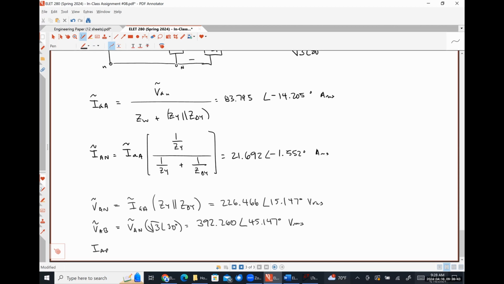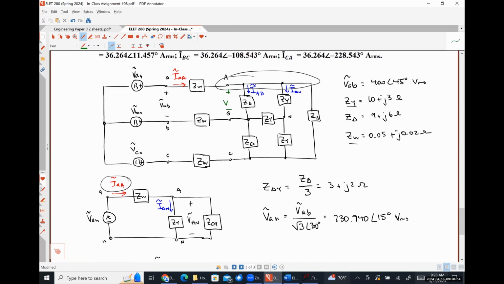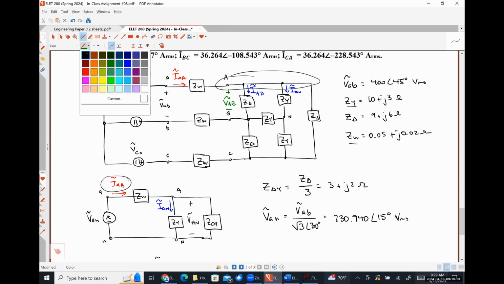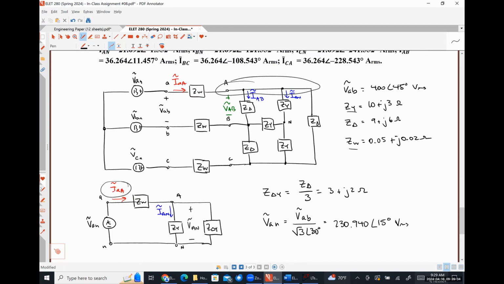And then lastly, how do we find that current IAB? So to be clear, we just found that voltage. So now we just divide it by Z delta using Ohm's law. Nine plus j6, if memory serves me correctly. And I get 36.264 angle 11.457 degrees amps RMS. Double check. Yep, seems legit.